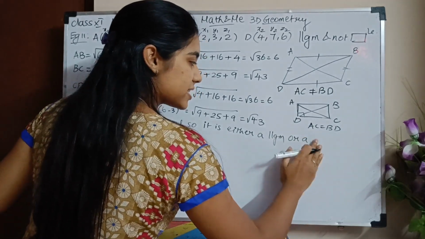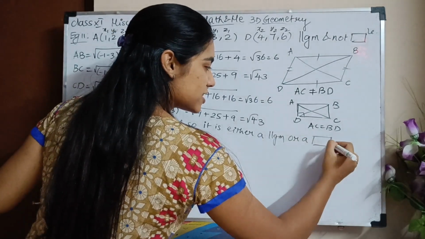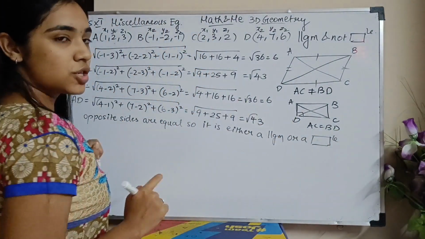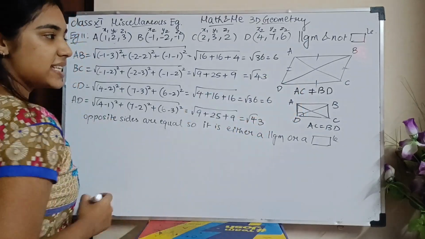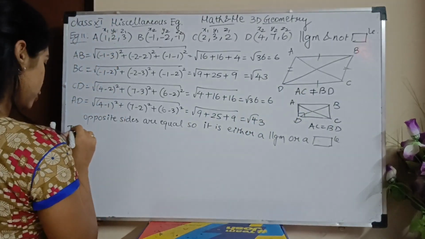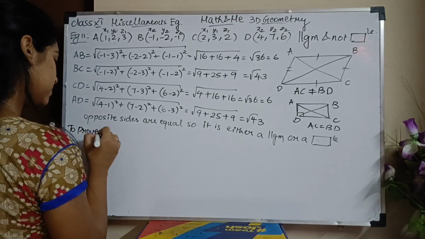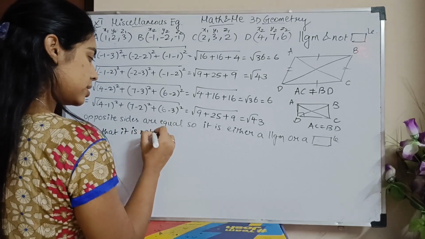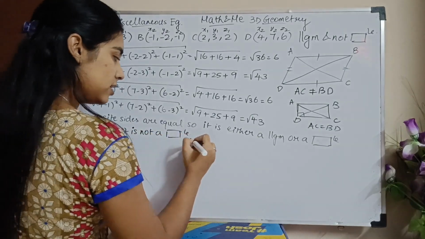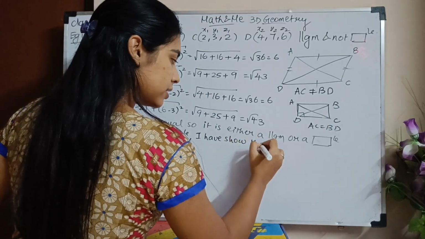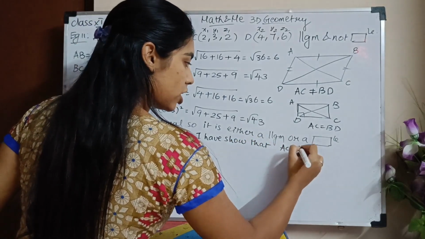In the short formula exam, only in my videos it is applicable. Rectangle. Okay. Now I need to rule out that this is not a rectangle. So what do I have to show? AC is not equal to BD. So to prove it is not a rectangle, I have to show that AC is not equal to BD.